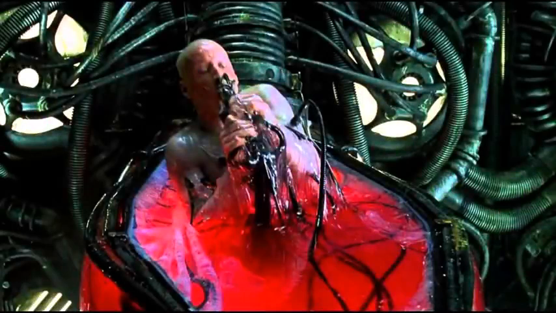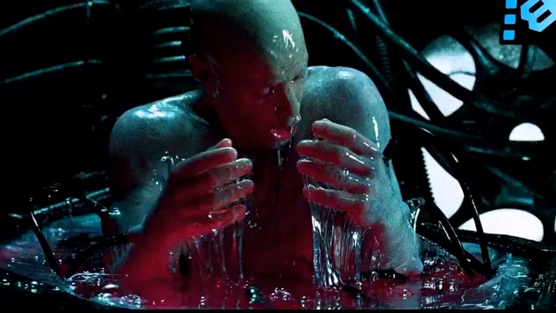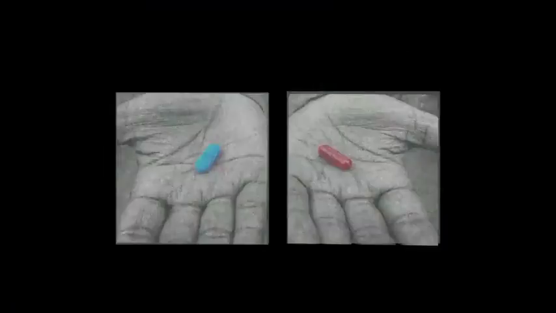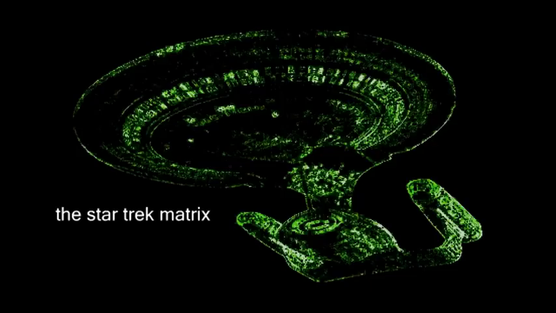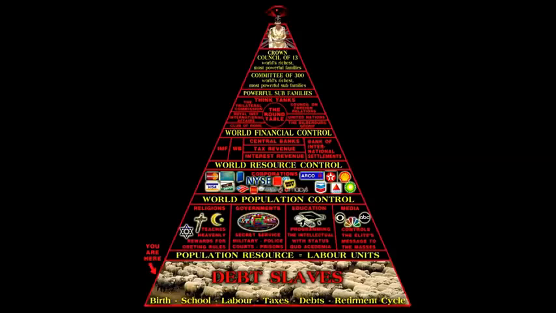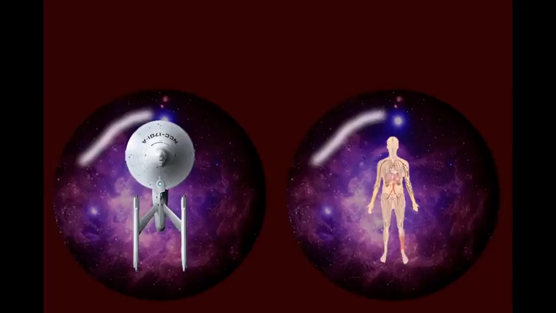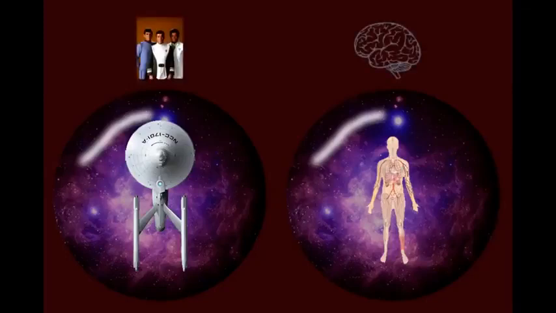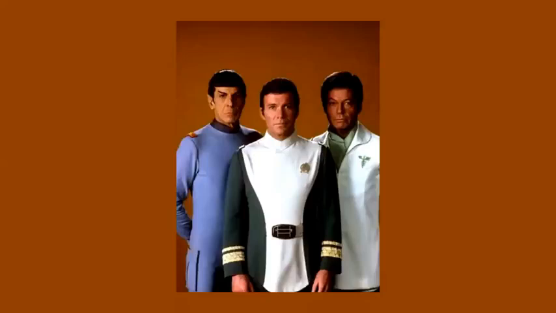Another favorite trick is waking up from the matrix. You can choose the red pill or the blue pill. Your body is the spaceship Enterprise. You are property of the corporation, the pyramid, the insect hive mind. You are flying around in a fake universe, the fake solar system. On board, the monkey brain is the captain.